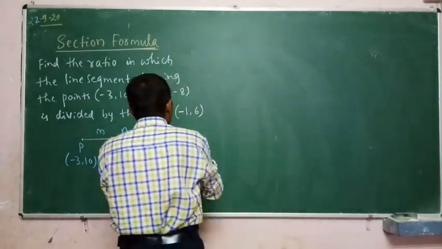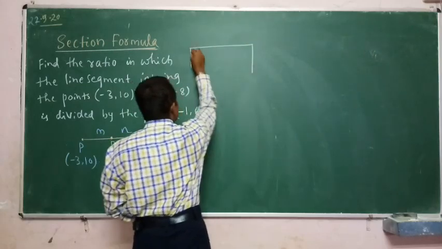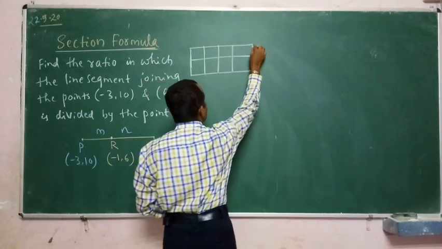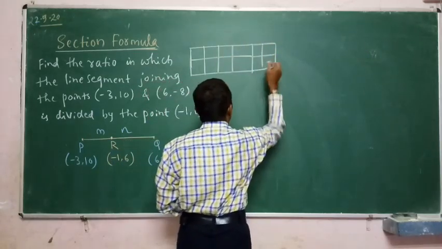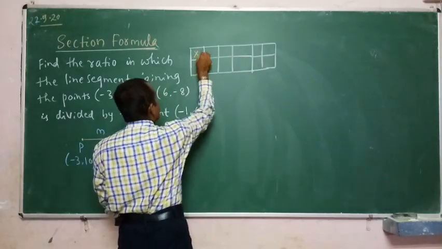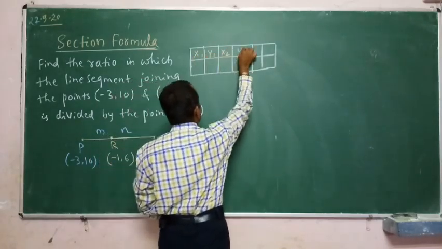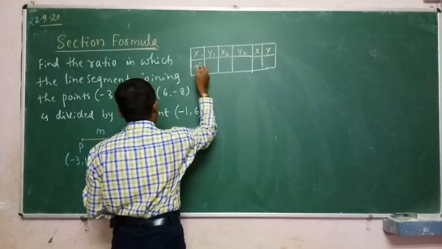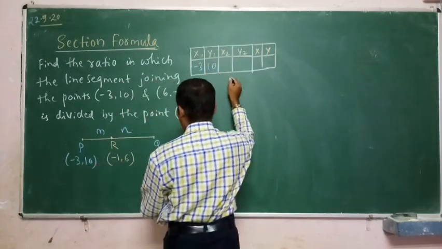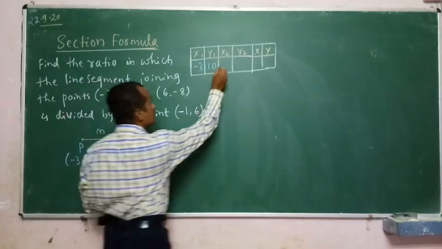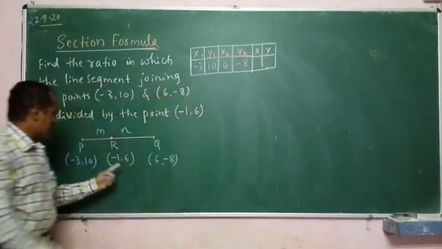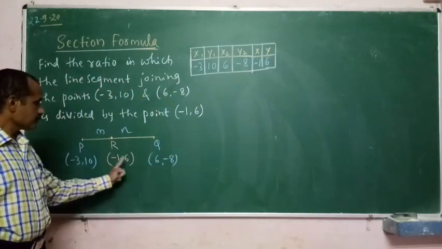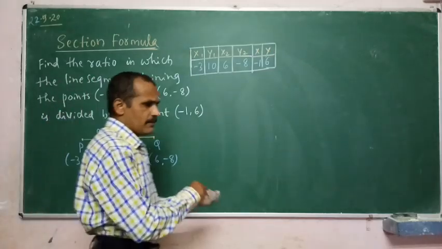Let me prepare a small table to represent the values: x1, y1, x2, y2 and xy. Minus 3, y1 is 10, x2 is 6 and y2 is minus 8, whereas xy is minus 1 and 6. Should not forget xy. Come on, let's go for the formula.